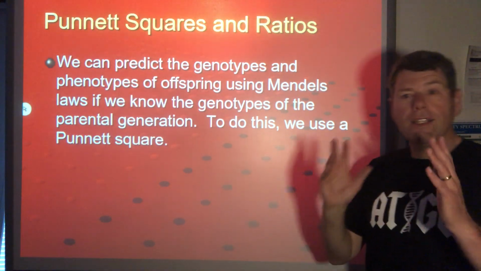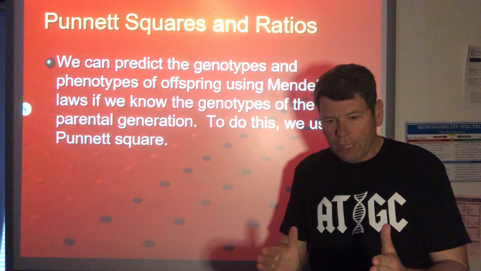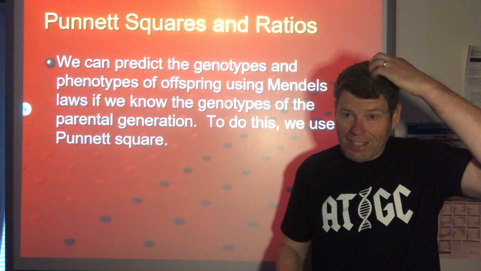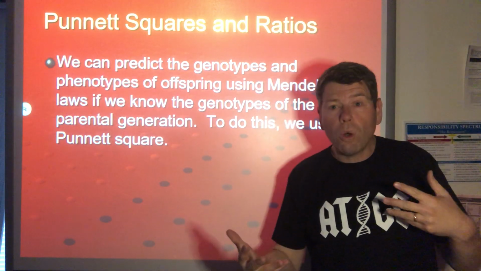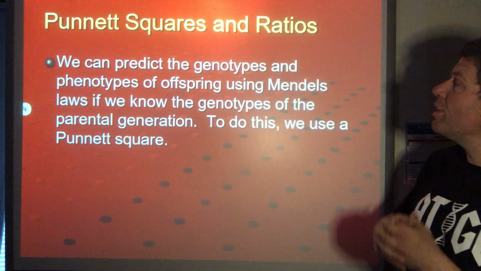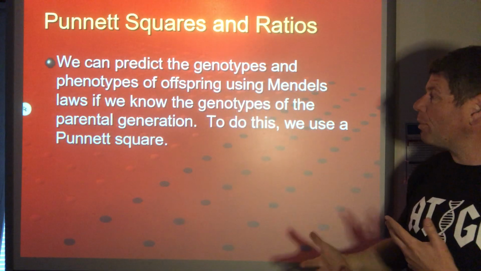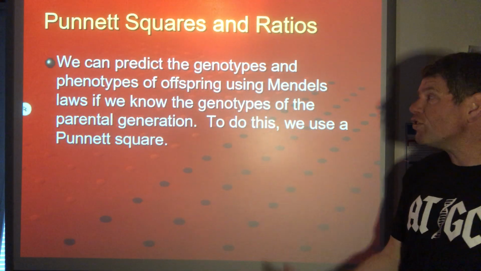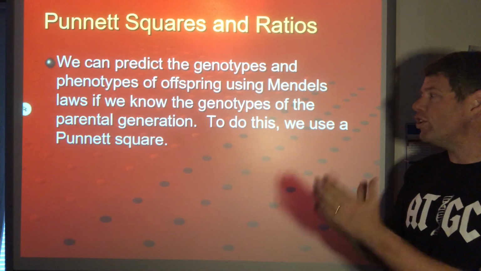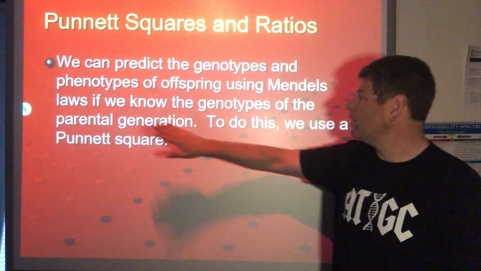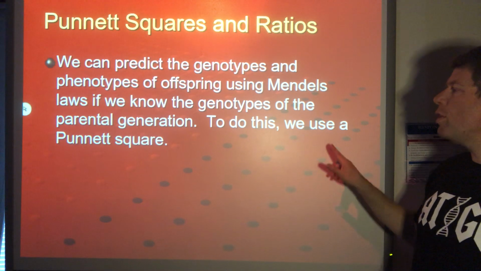Right, now guys, we're going to talk about something very important. A geneticist's friend is a Punnett square. So this is a tool that allows us to predict genotypes or phenotypic ratio of offspring if we know the genotypes of the parental generation. So to do this, we use a Punnett square.